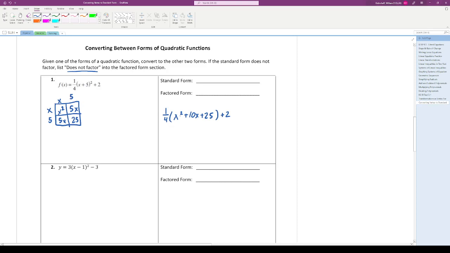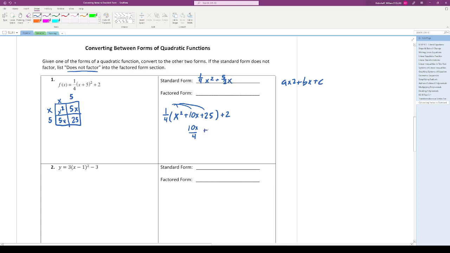So we need to get into standard form. Remember, we need ax squared plus bx plus c, meaning that we can't have this 1/4 or this plus 2 over here. We've got to incorporate everything together into a single simplified trinomial. So we'll distribute the 1/4. So we're going to have our standard form 1/4 x squared plus our middle term will be 10x over 4. We can simplify that though and make it 5 over 2x, so 5/2 x.